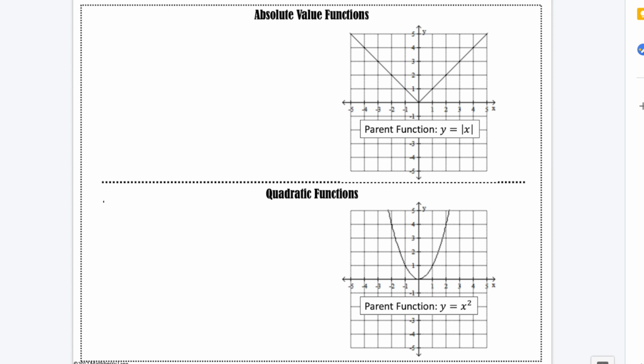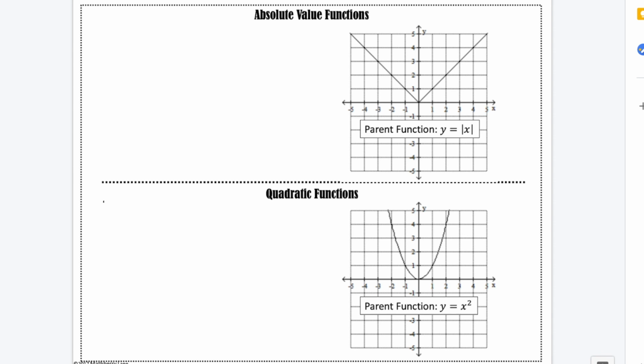We're going to first start by comparing and contrasting quadratic functions, which are new for us, and absolute value functions, which we've seen before. Looking at the graphs, we can clearly see a difference in the shape of absolute value functions, which look like a V and are made up of two straight lines, whereas quadratic functions form something we call a parabola, and it looks a little more U-shaped.